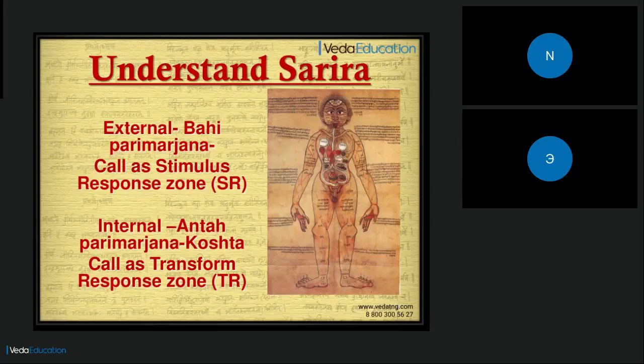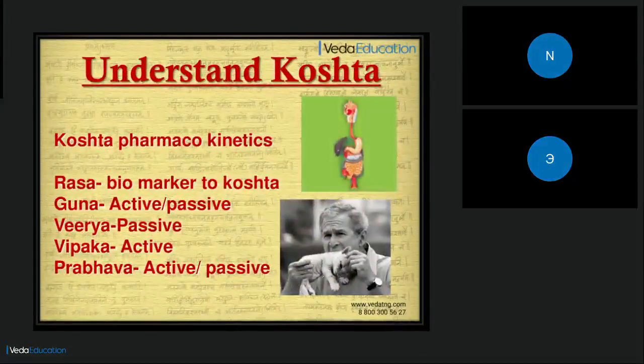Whereas internal is response by transformation. You take a pill for the joint pain, but Agni, the digestive fire, will transform that pill into what is needed. If you look into the internal area, this is very interesting. Then we understand how Samprapti becomes very significant.